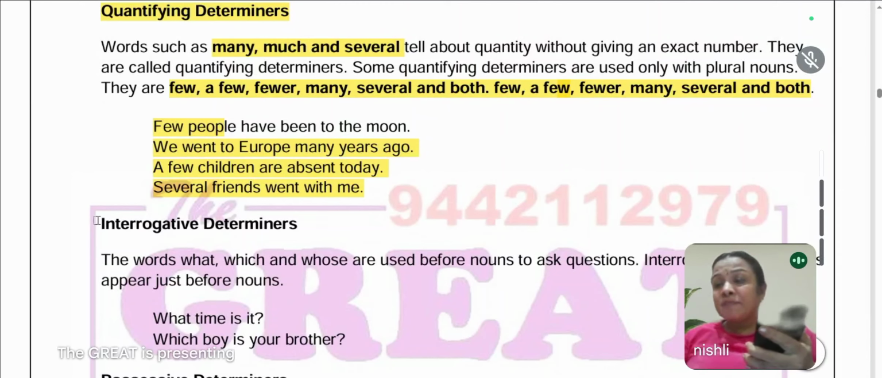Then there is interrogative. The word interrogative, as the word denotes, refers to a question. What time is it? It refers to what, which, whose. Whose pen is this?